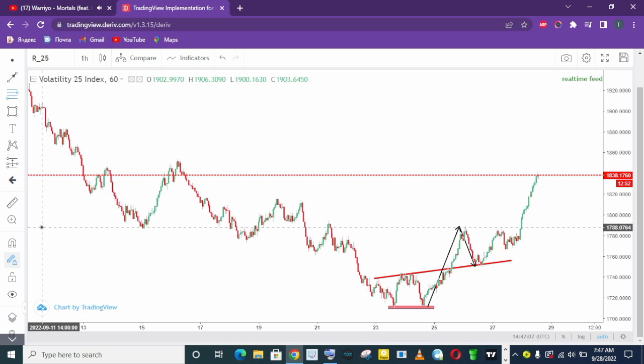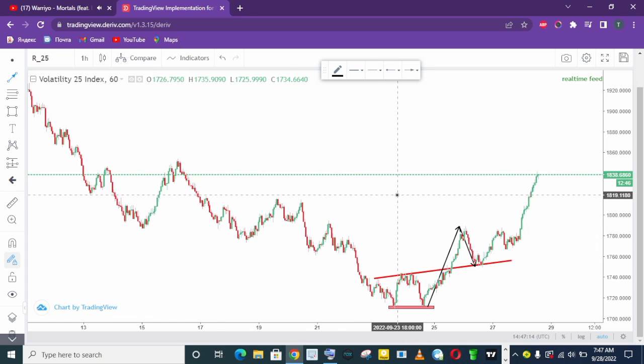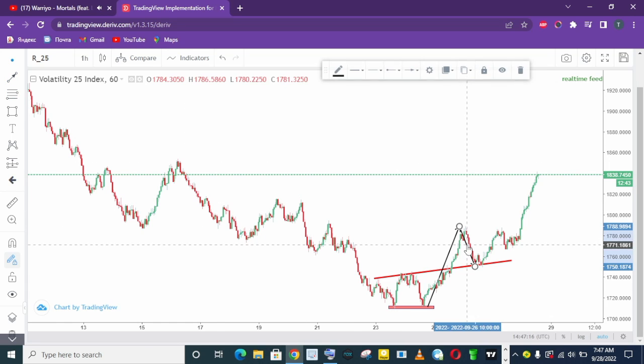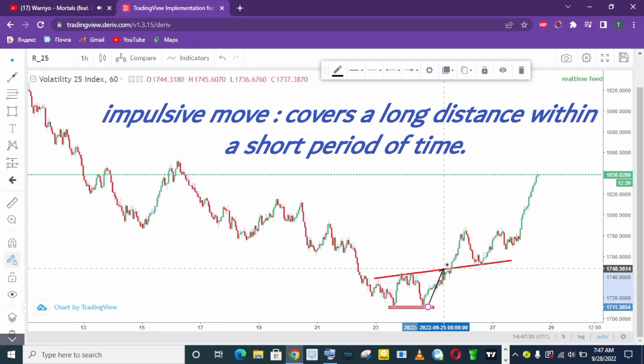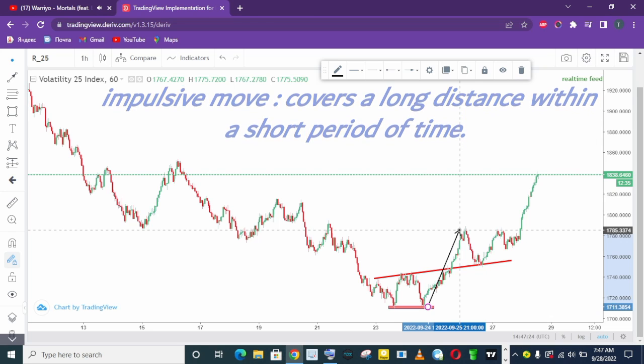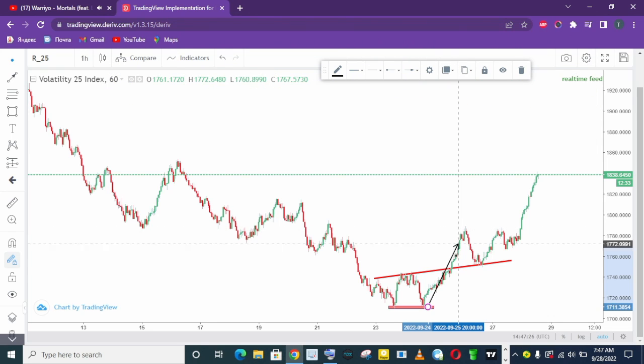So as you can see here, when we are dealing with the Fib retracements, I told you that we always find our major last impulsive move. Of course, this was the impulsive move. This is a great move that happens within a short period of time due to great volatility in the market. So as you can see, this was our last impulsive move.